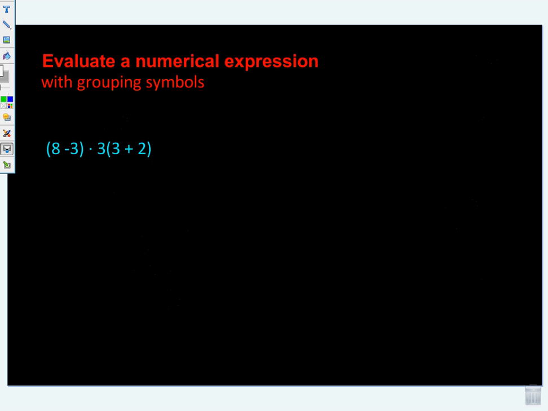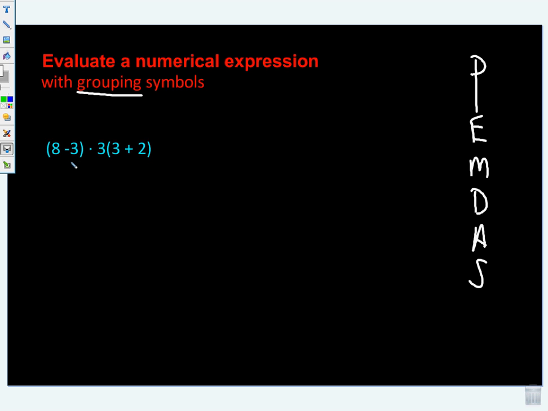Of course, certain types of grouping symbols will come in here. When we notice parentheses, we call them grouping symbols because these symbols group together certain operations that we want to happen before any of the other operations. So here parentheses are going to indicate that I want to subtract this 3 from the 8 and I want to add 3 to 2 before I do any of the other operations. So I'm going to go ahead and do the things that are in parentheses first.